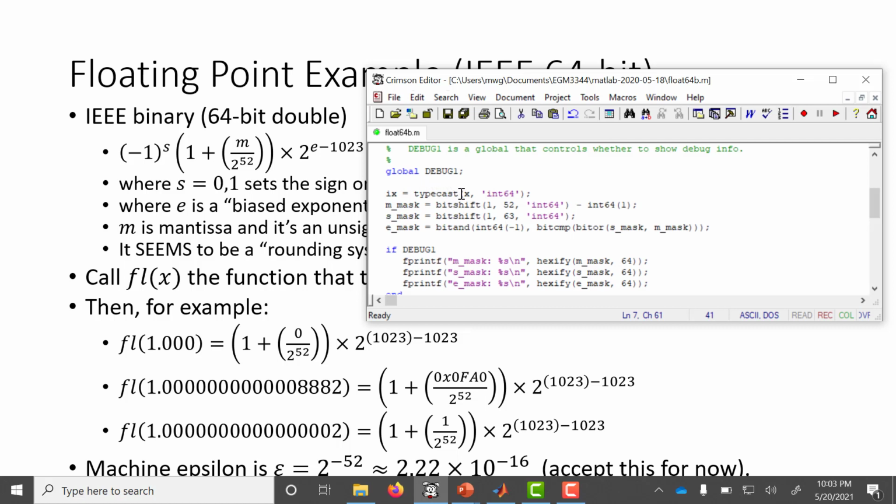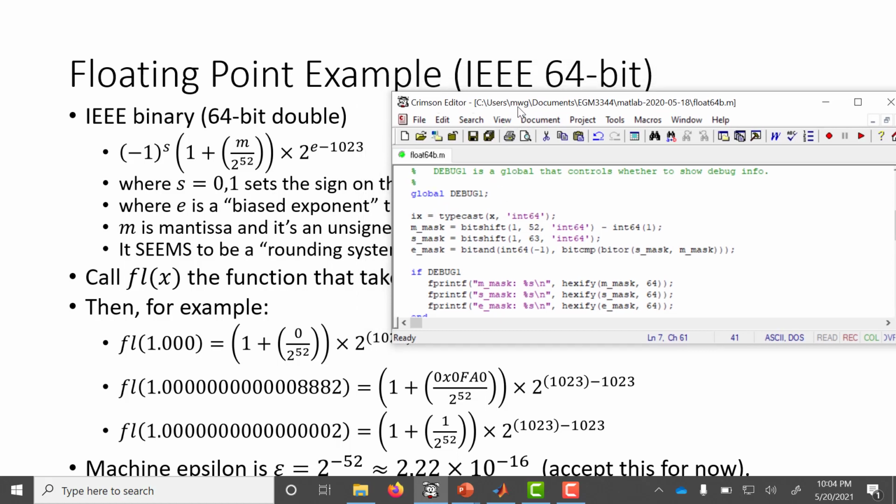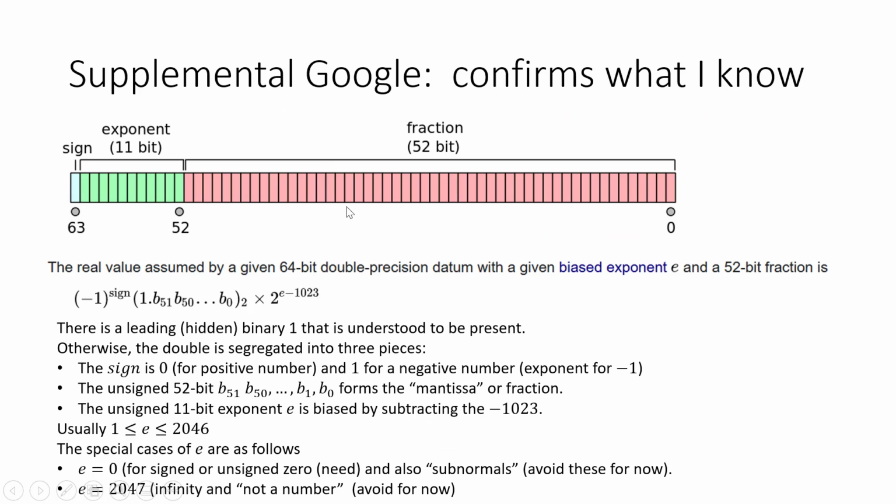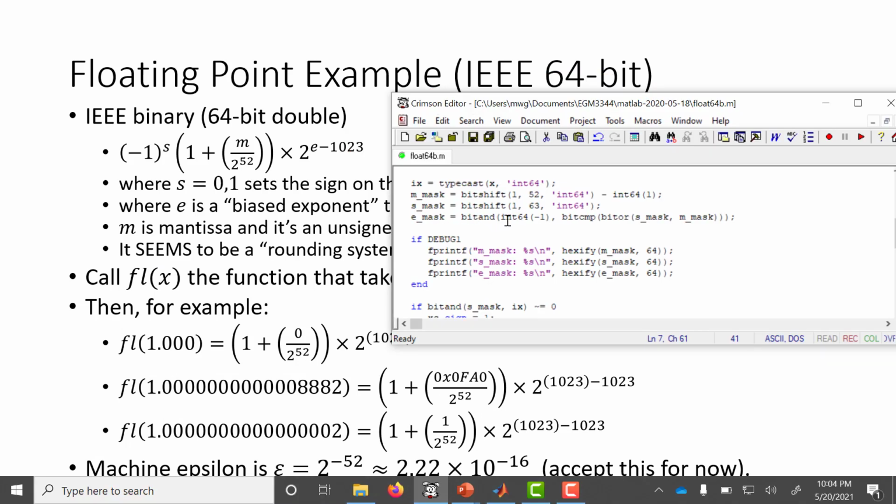After I do the typecasting to IX, I want to create some masks. I create a mantissa mask, and I'd like for you to check this out and figure it out. I'm going to bit shift a 1 52 places to the left, and then subtract 1. When I do that, I should get 13 hexadecimal digits of F, and that's exactly what I want for my mantissa mask. My sign mask is going to take 1 and shift it left 63 places, because remember the sign is all the way at the upper end of our float. And then I'm going to do an exponent mask, and for the exponent mask, check this out. I'm going to do an int64 of -1.